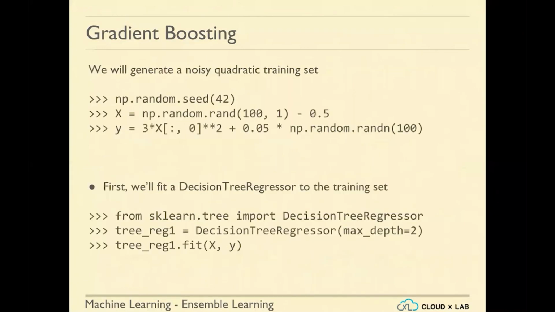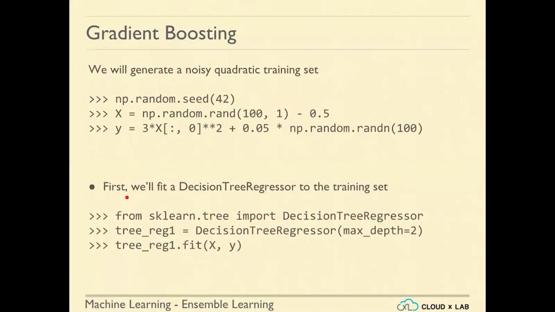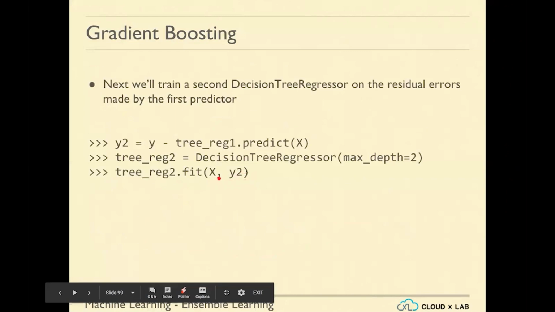Okay, let's take a look at it. We'll generate some noisy quadratic training data. Here you can see we are generating some x values, and then y is 3x squared plus some random values. First we fit a decision tree regressor to the training set. We are importing the decision tree regressor and doing the usual fitting.